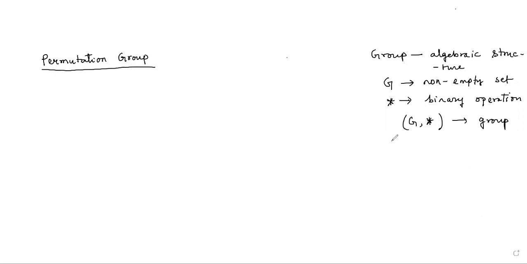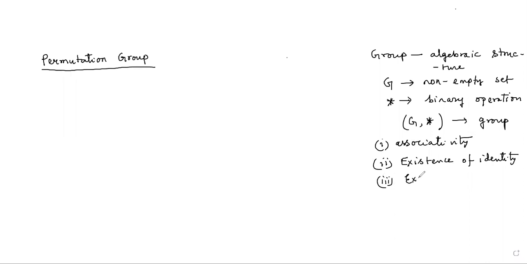if it satisfies few properties, like number one is associativity. I'm not writing in details. Number two is existence of identity. Number three is existence of inverse.